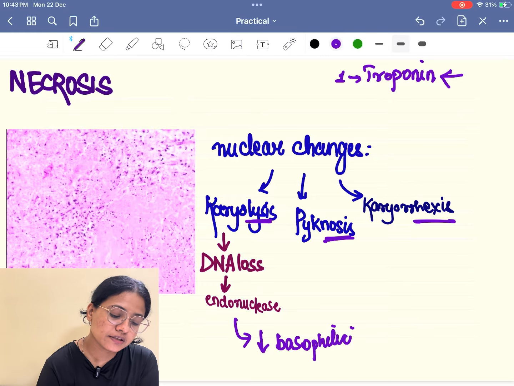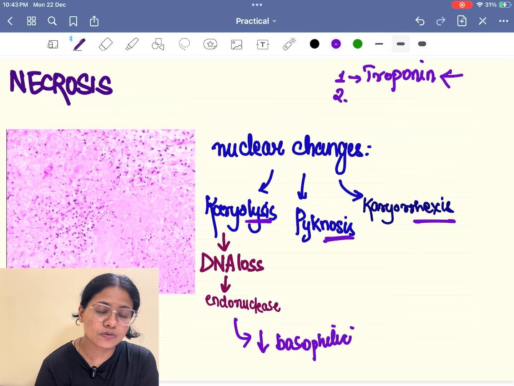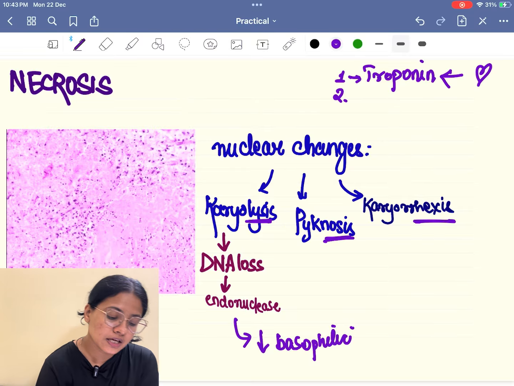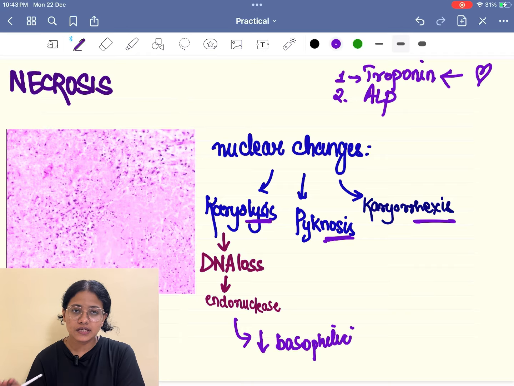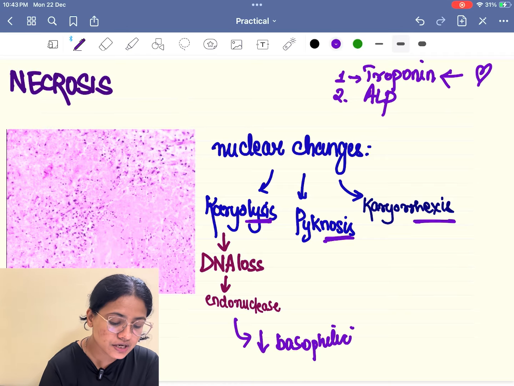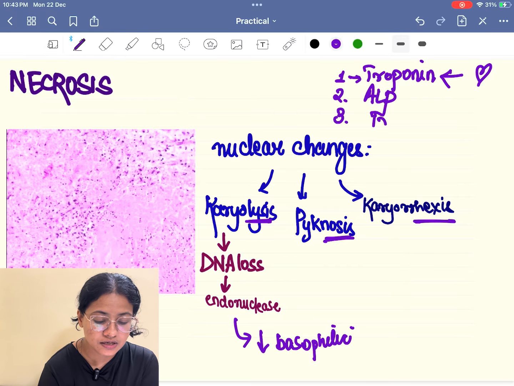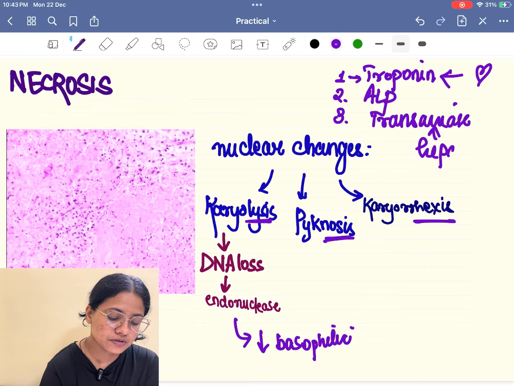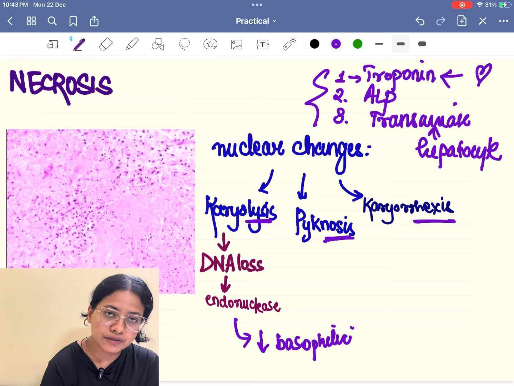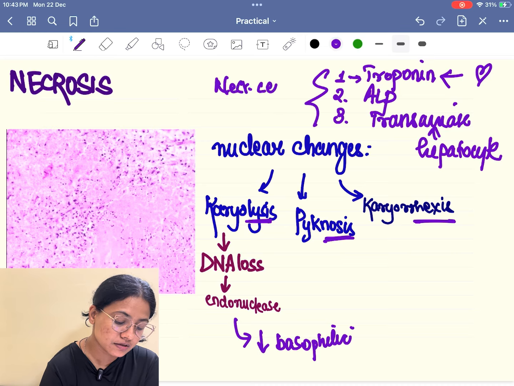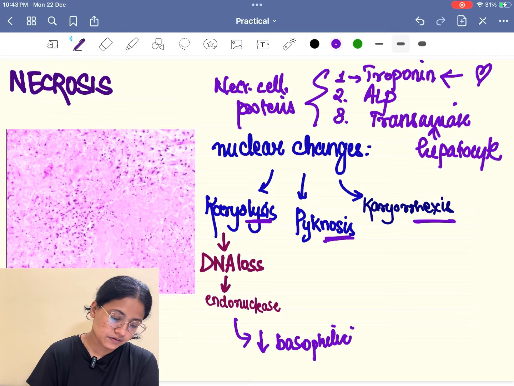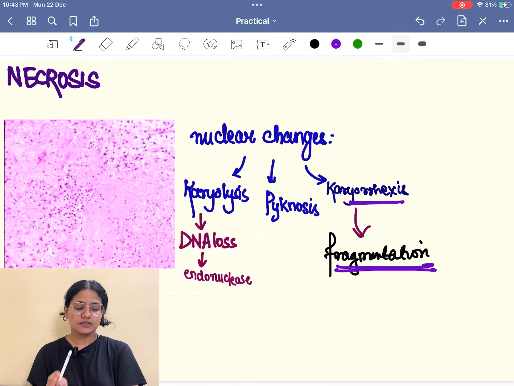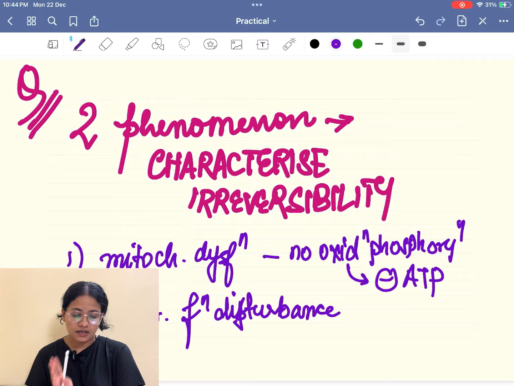Another example is in bile duct. Okay, so in bile duct epithelium, when they get necrotic, they produce ALP. Another example of a necrosis associated leakage of intracellular protein is transaminases. Okay, so transaminases are released when there is a hepatocyte injury. So these necrosis associated cellular proteins can be used as diagnostic investigations. We can use it in the lab and see if the patient has that disease or not. Okay, so that is the point of necrosis, and we've also discussed the phenomena which characterize irreversibility.